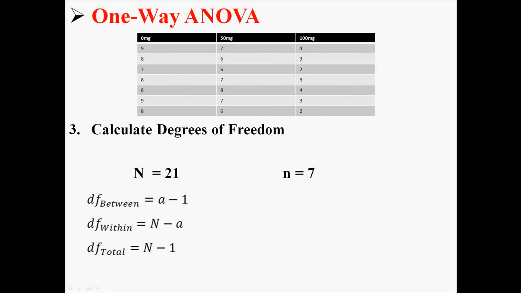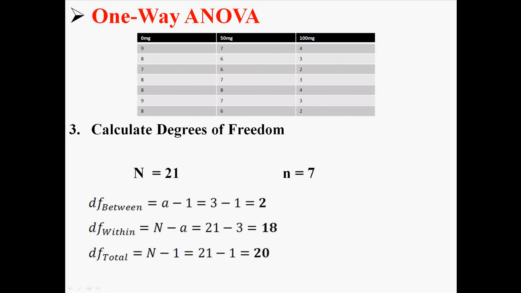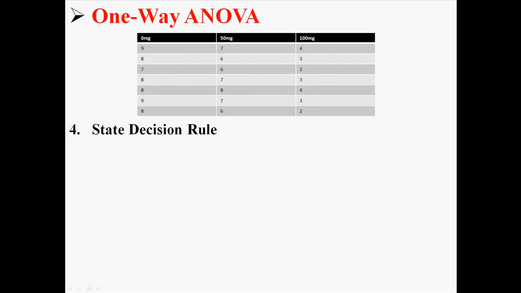So these are the equations for the degrees of freedom. You see we have n, we have a, we have 1. A refers to how many levels of the factor that you have. So in this case, we have 3 levels, 0, 50, and 100. So A is 3. So that makes our degrees of freedom between 2, our degrees of freedom within 18, and degrees of freedom total 20. Notice that total is just between plus within. 2 plus 18 equals 20. If between plus within don't equal total, that means something went wrong.